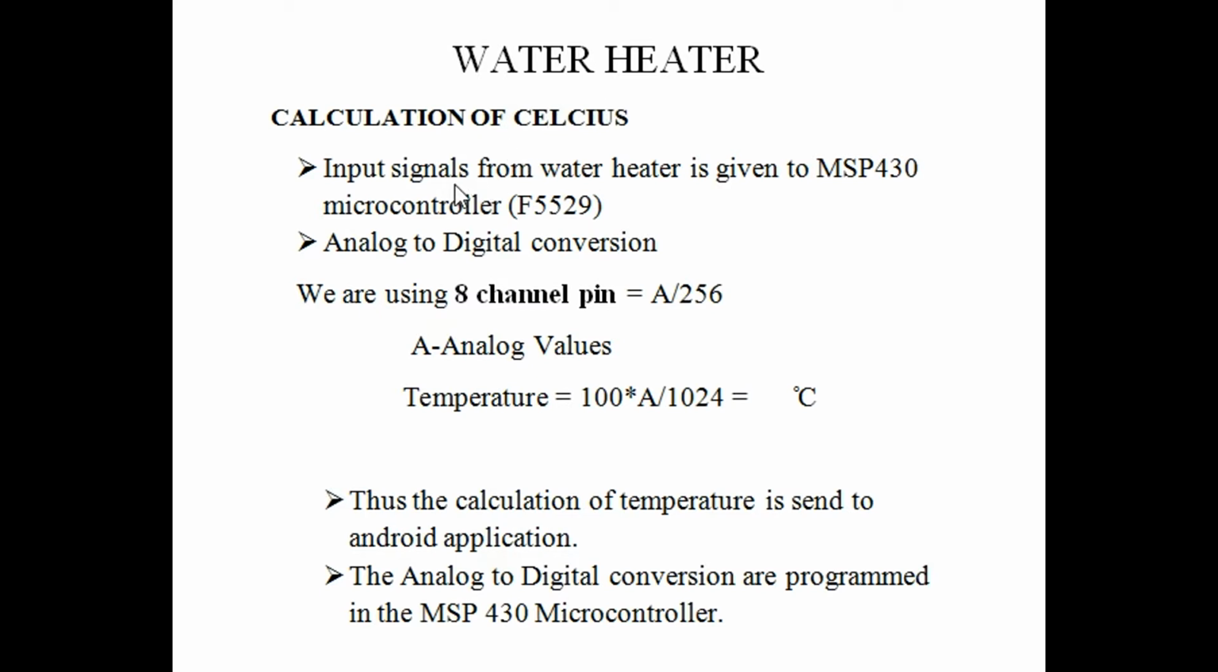Calculation of degrees Celsius: the input signal from the water heater is given to the MSP430. Analog to digital conversion: we are using an 8-channel pin, which is used to calculate the digital value. We need to calculate the temperature to find the degrees Celsius. The temperature value is calculated by 100 into 8 divided by 1024. The 8-channel pin is calculated by 8 divided by 256. Thus the calculated temperature is sent to the Android application. Thus the analog to digital conversion is programmed in the MSP430 microcontroller.